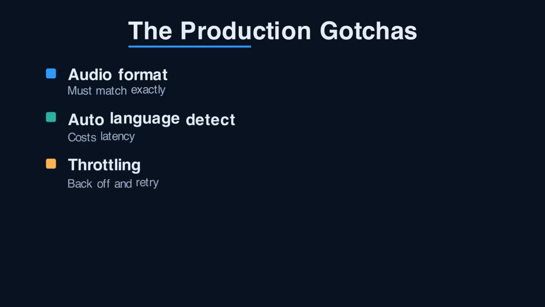Now the part that bites. If you feed a push stream, the default expects 16 kHz, 16-bit, mono PCM. Send anything else and you get garbage or silence, no error. Set an explicit audio stream format. Second gotcha. Continuous language detection adds latency, so only enable it when you truly need it. Third, watch concurrency limits per resource and back off on throttling.